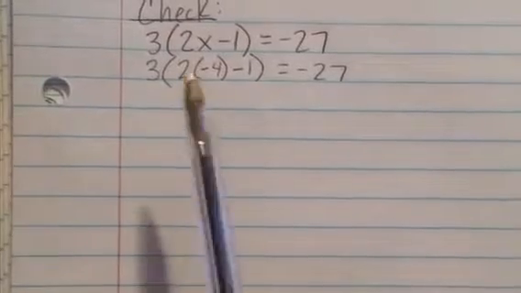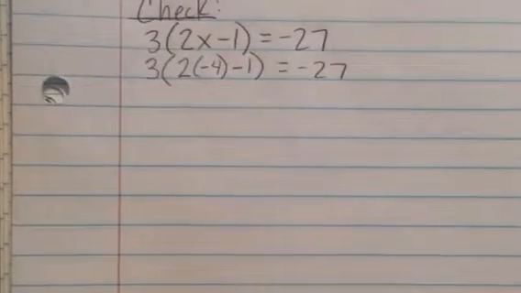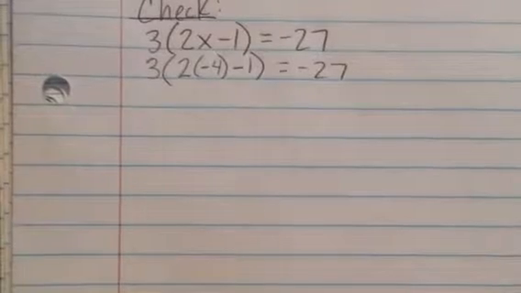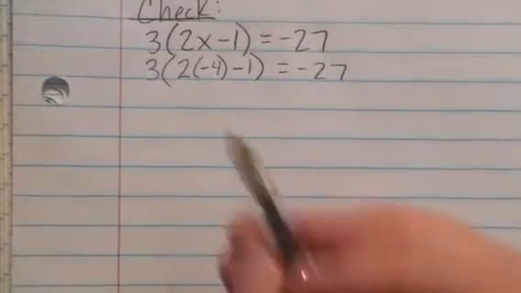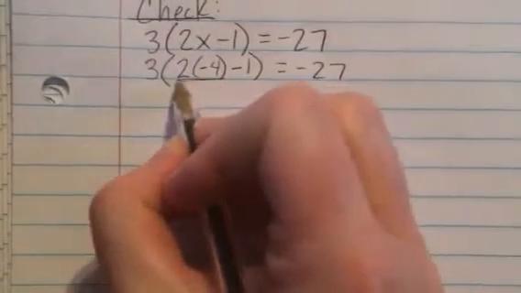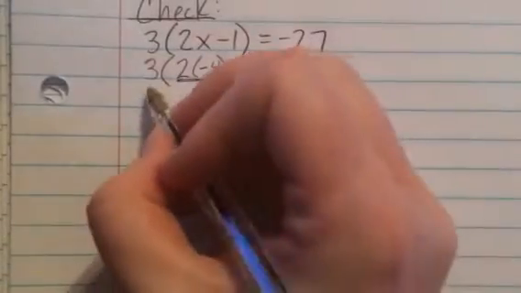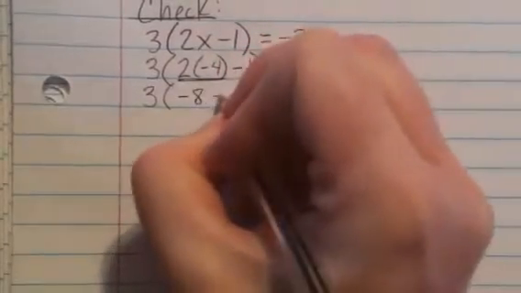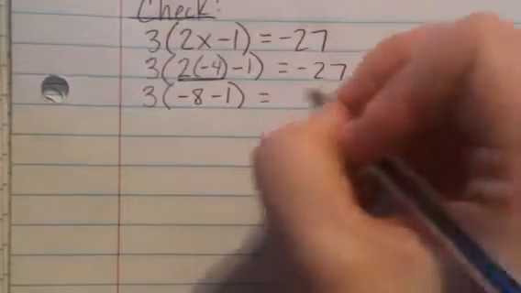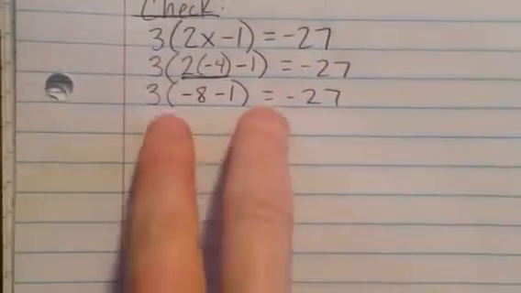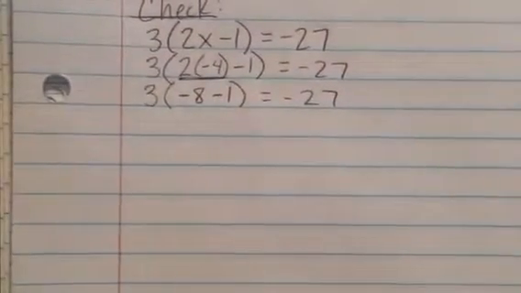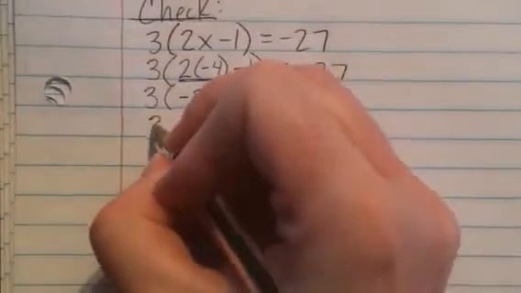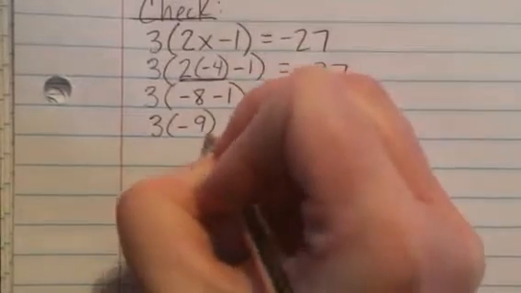So PEMDAS tells me to start inside the parentheses, but I have more than one thing to do. So I have to still follow PEMDAS in the parentheses, which tells me to multiply before I subtract. Everything else I'm just going to keep bringing down. So 2 times -4 gives me a -8. Everything else I need to bring down, including that set of parentheses like I just mentioned. Inside the parentheses, I need to finish that up. So -8 minus 1 gives me a -9.